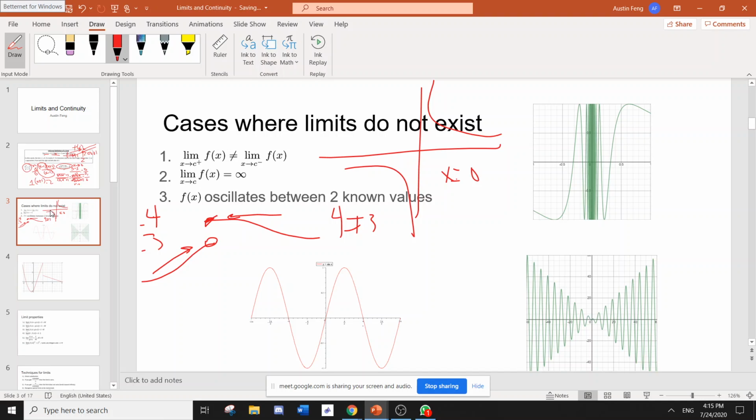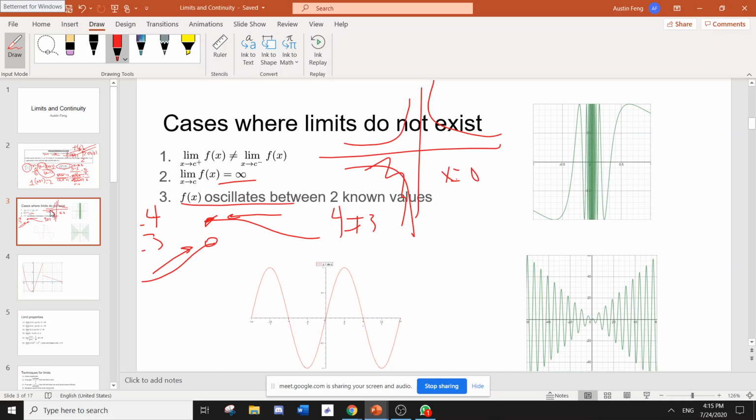We see that there's no actual value when we go on. Oh wait, that's a bad example, never mind. Let's say we have 1 over x squared, and when x gets close to 0, we see that on both sides f of x goes to infinity. While technically infinity exists, it's not a defined value, so we can't really count it as existing.